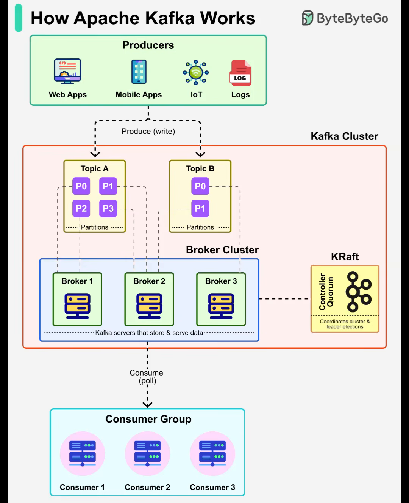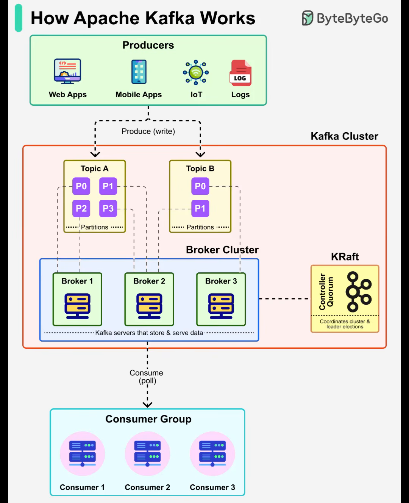Brokers and storage. Brokers are the Kafka servers that store and serve data. A cluster typically has 3 or more brokers. Each partition lives on one broker as the leader and on others as followers for replication. Producers write to the leader, followers replicate for durability. Segment files on disk make retention efficient. Kafka trims by time or size and can compact keyed topics to keep only the latest value per key. This design turns Kafka into a durable, high-throughput commit log.